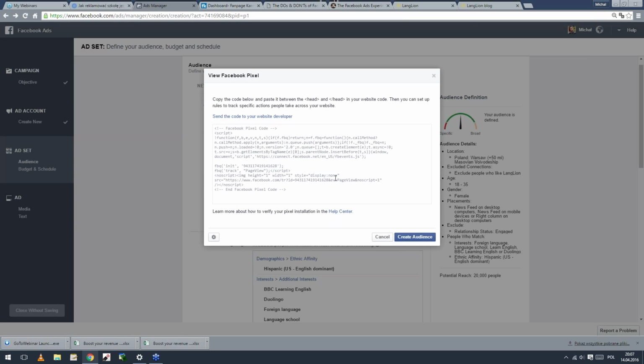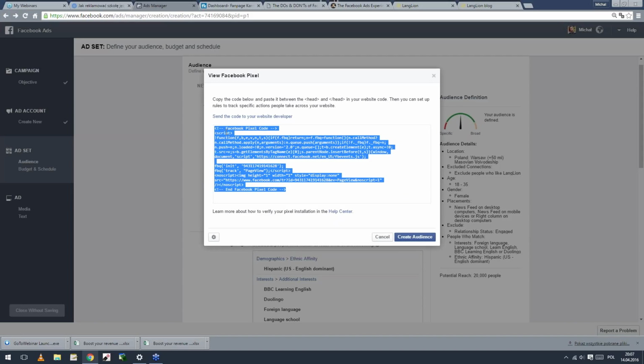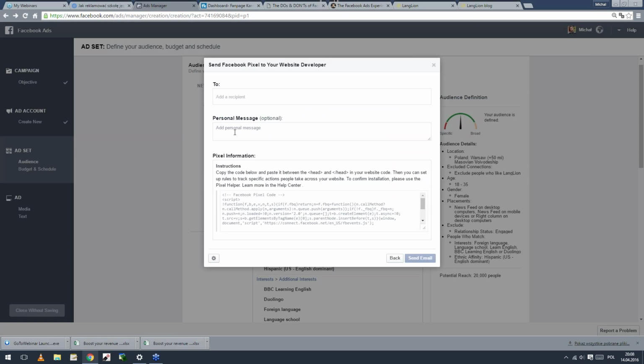Pixel code is like this. It's a code that you copy and you paste it on your website. You can do it on your own. This is not difficult, especially if your website is edited in WordPress, so you can do it on your own. But if you don't want to, you can very conveniently send the code to your developer or webmaster. So simply he will receive this, and you can add a personal message: please add it to our website. We want to track people.